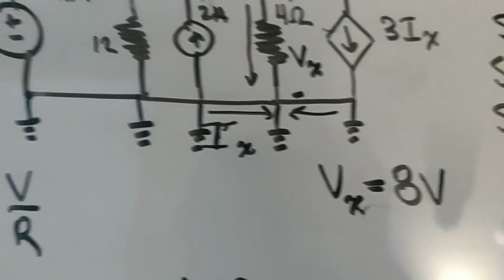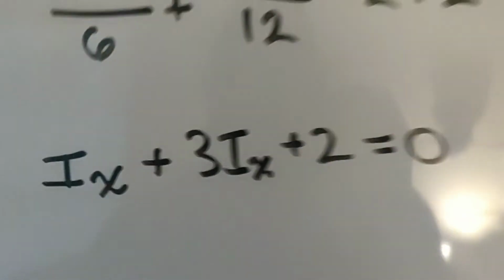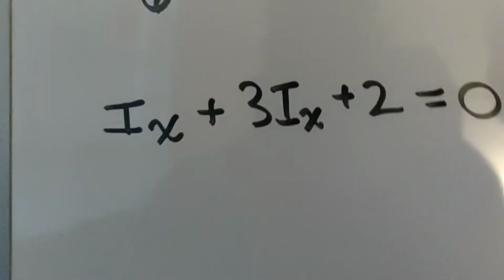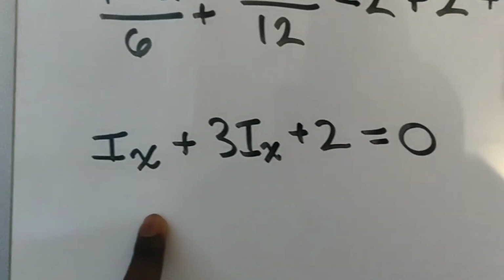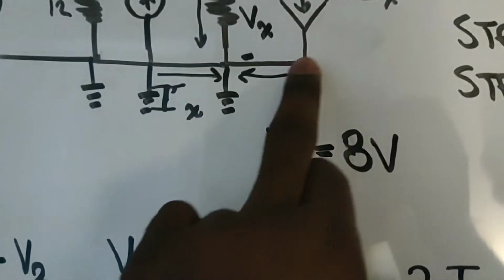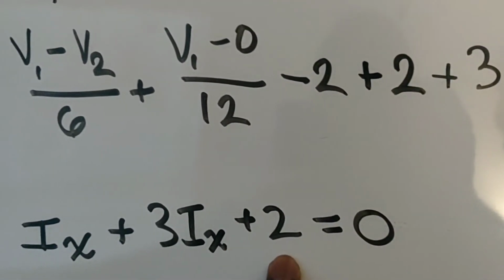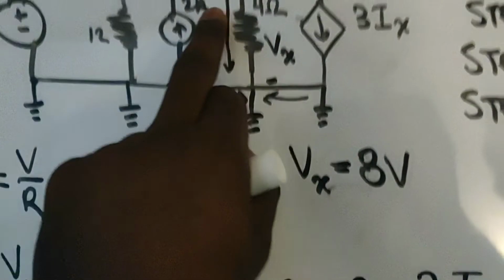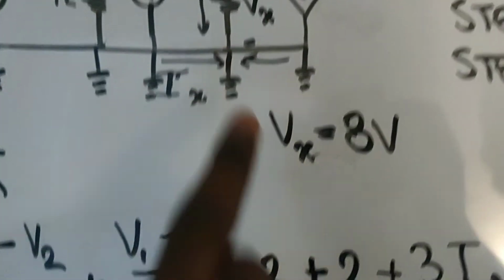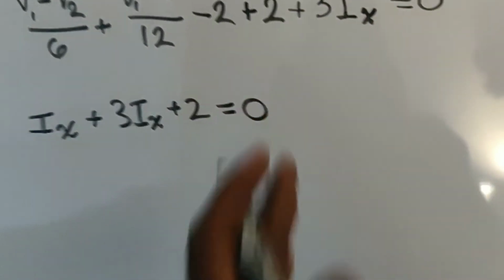This is a smaller KCL in our circuit, and we had to do this so that we can create an equation so that now we can solve for Ix. If you don't understand what's going on, this current Ix is flowing into this node. This current 3Ix is flowing from here into this node, and this 2 is flowing down through this resistor into this node. So all of these currents added up should equal 0.